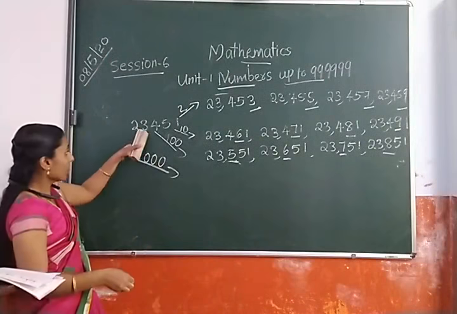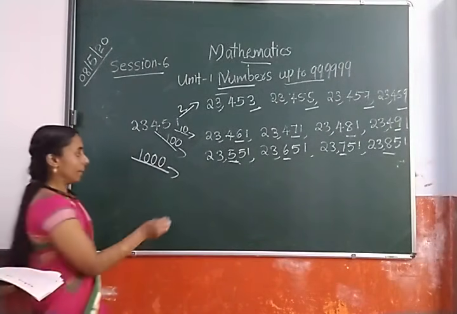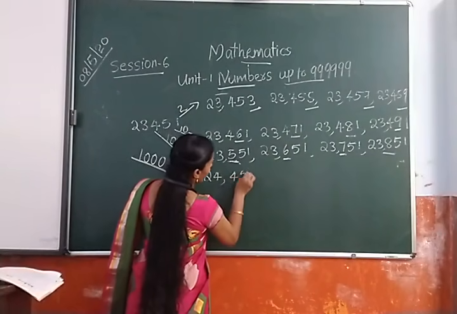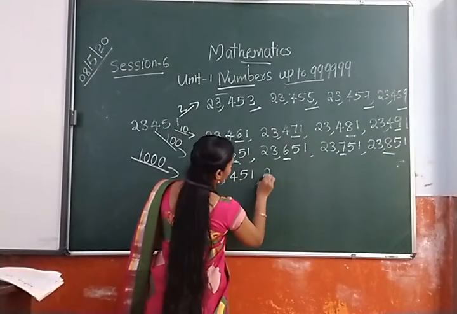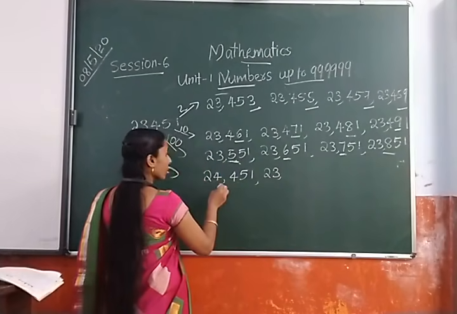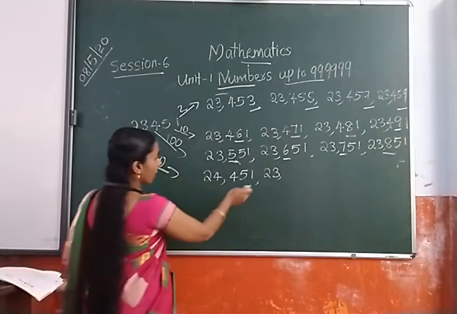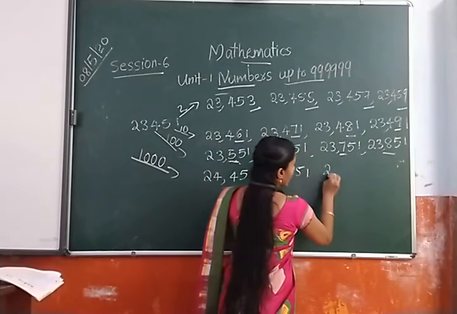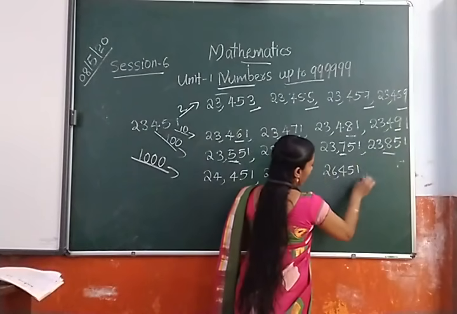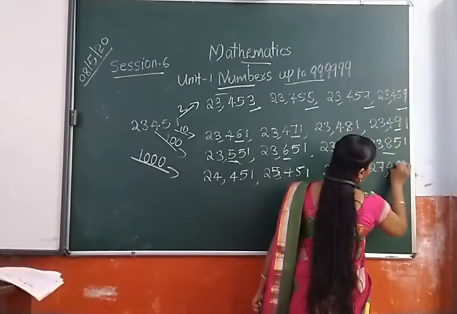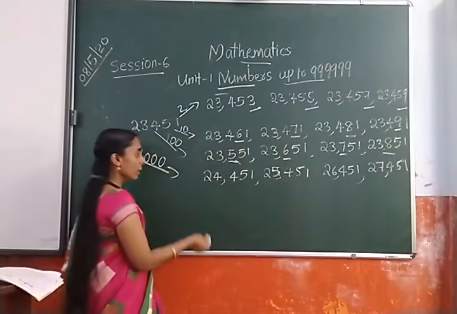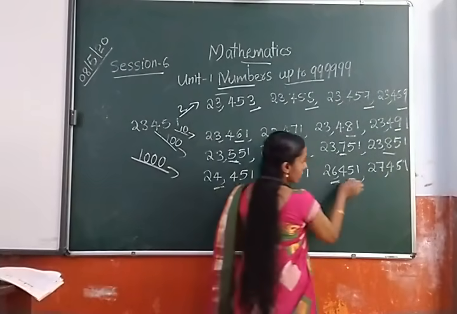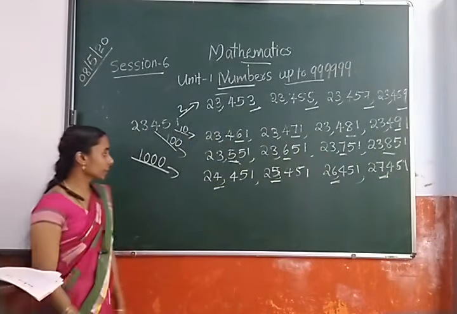Counting by thousands, the thousands place is increased by 1. 23,451, 24,451, 25,451, 26,451, 27,451. Which place changed now? Here, the thousands place: 3, 4, 5, 6, 7. Okay? Then, counting by 10,000.